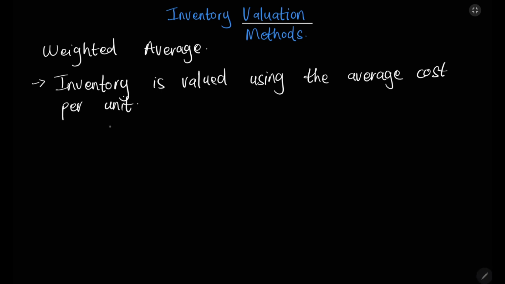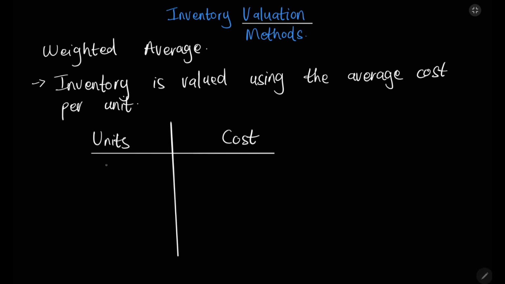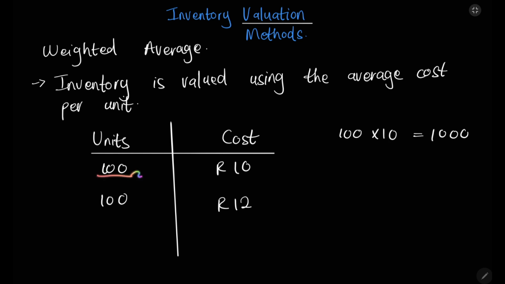Now, for example, let's say we have units here, and we have cost. Let's say we have 100 units as a first batch, 100 units as a second batch. Cost, you have 10 for the first batch, then you have 12 for the second batch. What will be the total cost? The total cost will be 100 times 10, which is 1,000, right? This first batch times 10 will give you 1,000.